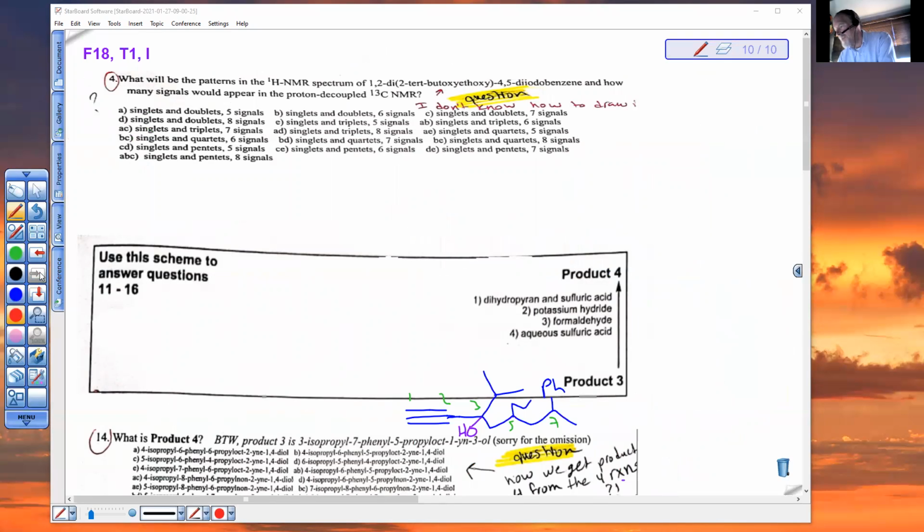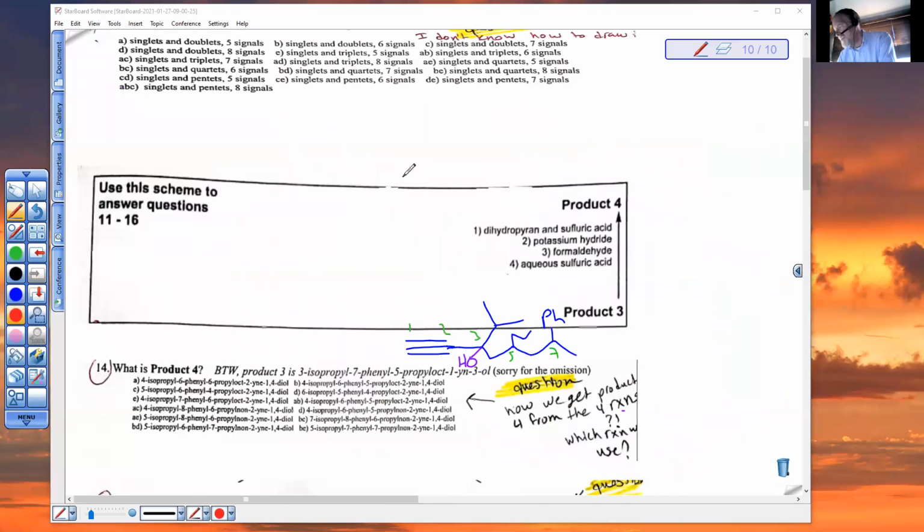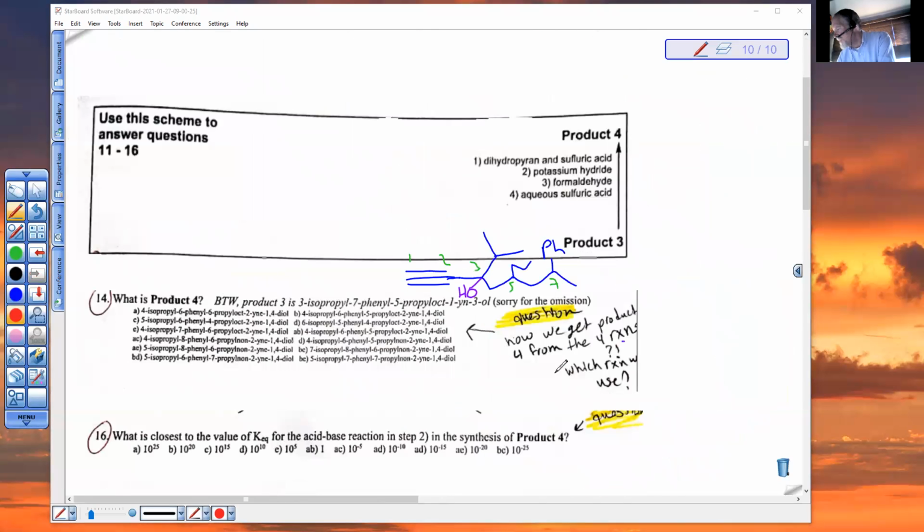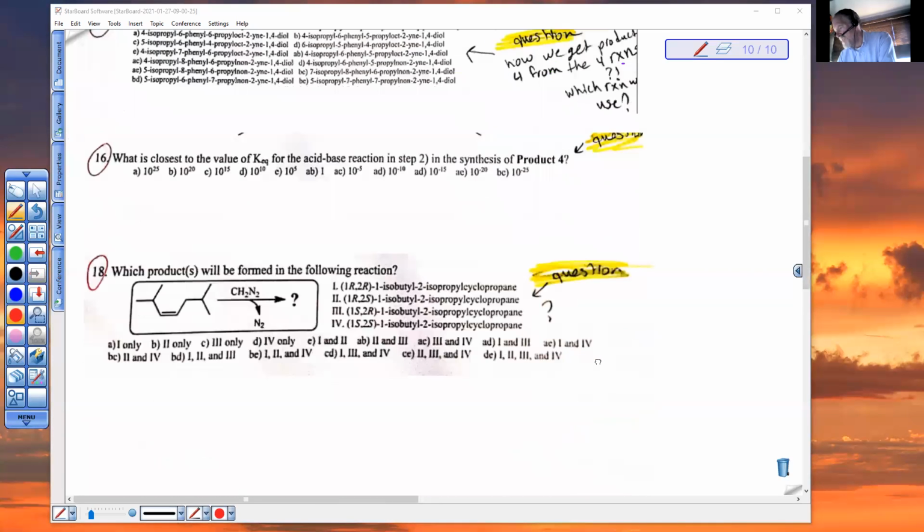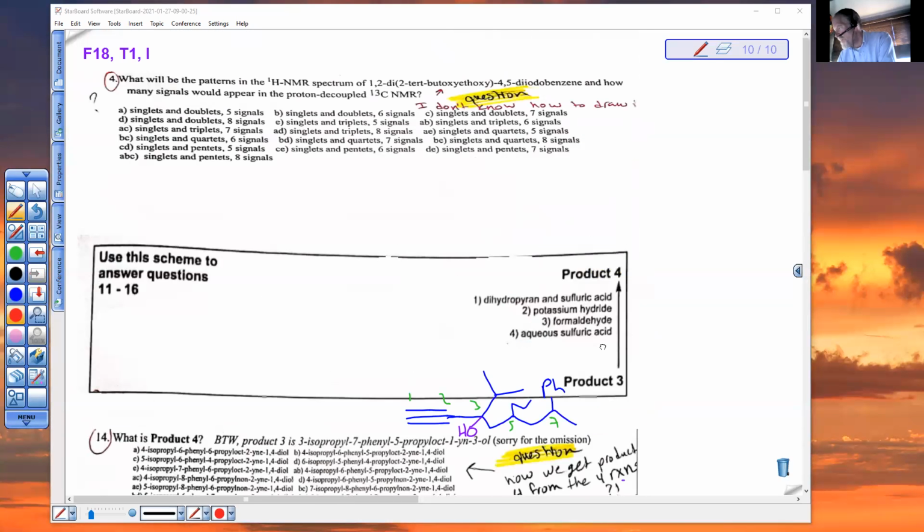Ah, yes, some NMR stuff here and NMR stuff here. How do we get product 4 from the 4 reactions? Oh, we got a lot to do. Let's go. What do we have? If we don't know how to draw this one, we can't really do this question. So where do we start? It's kind of like nomenclature mixed in with NMR. Nomenclature mixes in with everything, right?